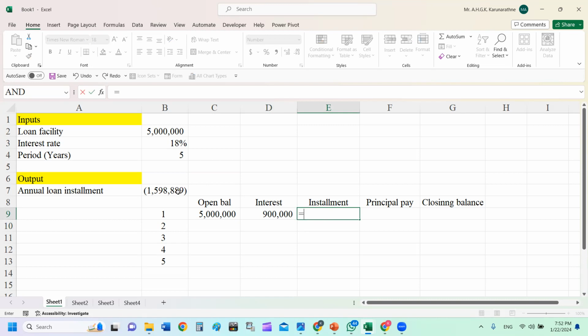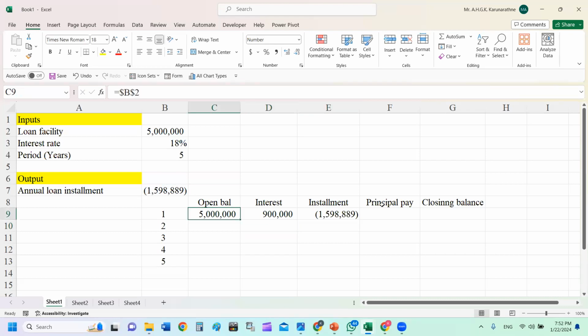What is your installment payment? This is your installment. You pay. I make it constant. Is it clear? You borrow a loan of this much. After 1 year, you go to the bank and make this much of payment. But by that time the bank charges this much interest.